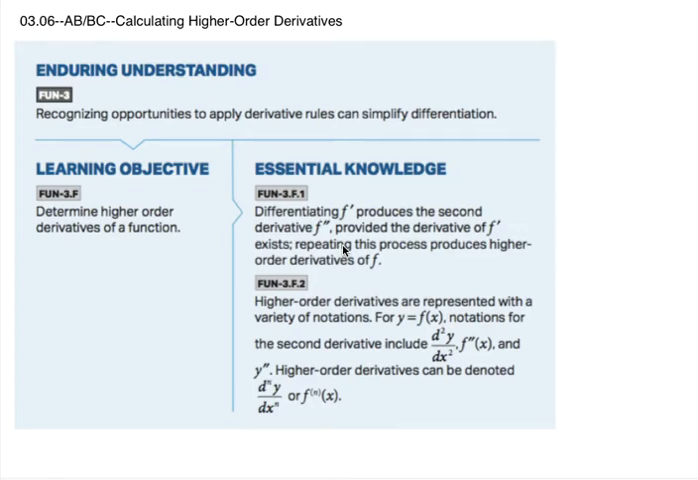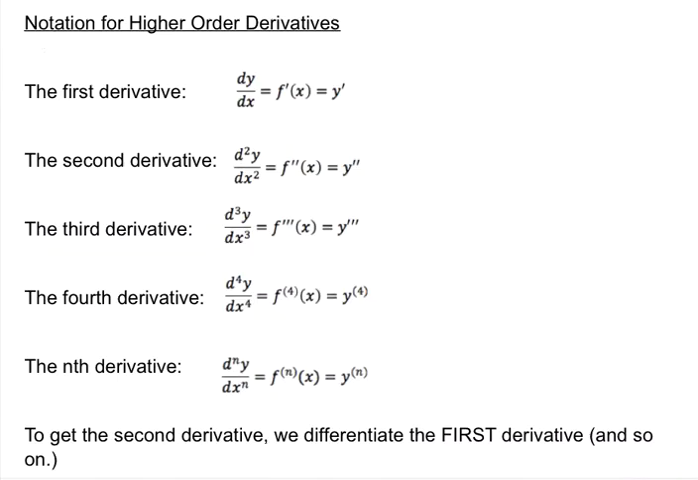Okay, this is AP AB and BC Calc. We are doing Unit 3, Section 6, which is calculating higher order derivatives. So far we've been dealing with the first derivative of functions, and we're going to start talking about second derivatives and third derivatives and so on.